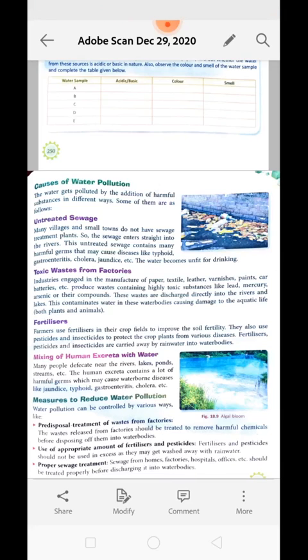So if this contaminated water comes in contact with the drinkable water, it will contaminate the drinkable water, and if that type of water is used for drinking, what will happen? It will cause disease. Now next is toxic waste from the factories.